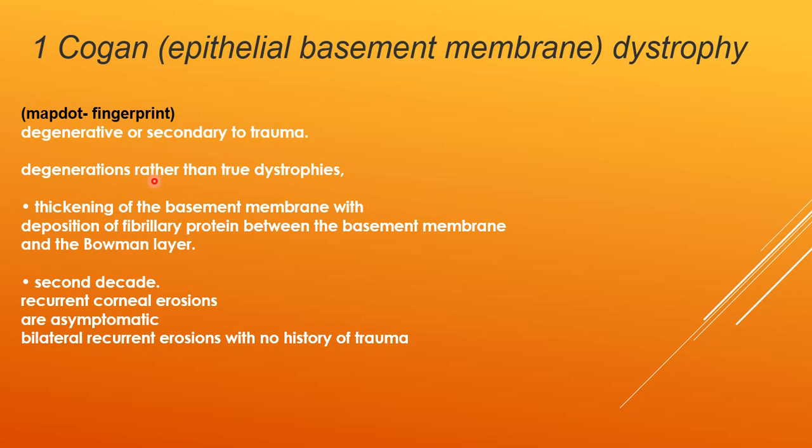On histology, there is thickening of the basement membrane with deposition of fibrillary protein between the basement membrane and the Bowman layer. Basal epithelial cell hemidesmosomes are deficient. The onset is in the second decade of life. 10% of patients develop recurrent corneal erosions in the third decade, and the remaining are asymptomatic throughout life. The occurrence of bilateral recurrent erosions with no history of trauma suggests basement membrane dystrophy.